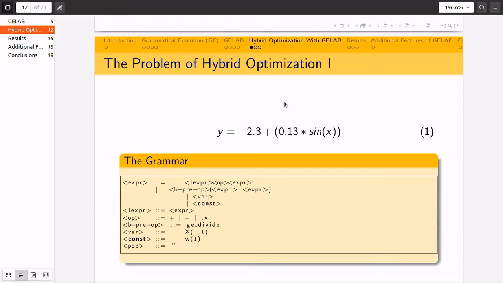That is to say that once you have a target program, you give it to a numerical optimization algorithm, and that basically finds the values for these. What we have done in GELAB is that we have implemented a scheme in which grammatical evolution spins computer programs and tries to find the appropriate structure for the target computer program, whereas a hybrid optimization algorithm with which GE is augmented basically tries to find the values for these programs.